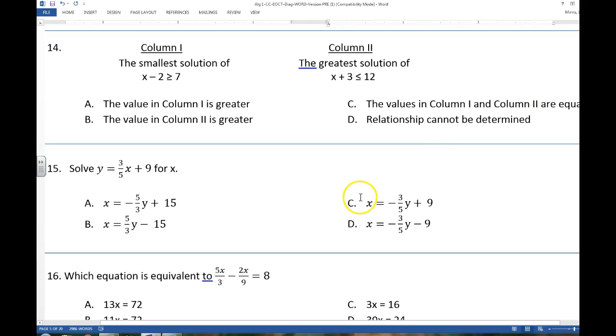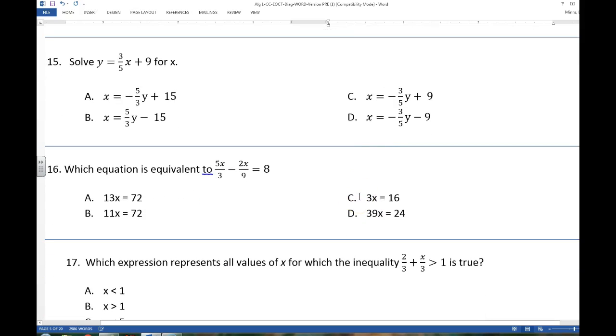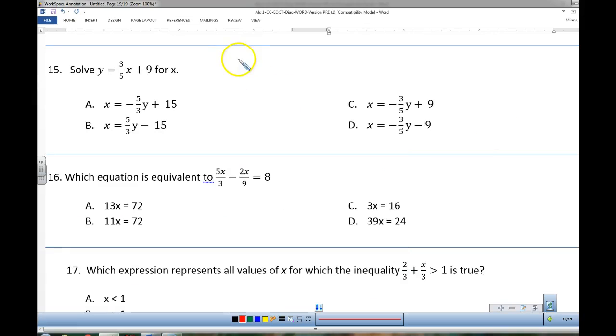All right, number 15. Another literal equation here in 15. We have to solve for x. I'm going to write this over here where I can write below it. y equals 3/5 x plus 9. So I want to get x by itself. First step, let's subtract 9 from both sides. That will give me y minus 9 equals 3/5 x.